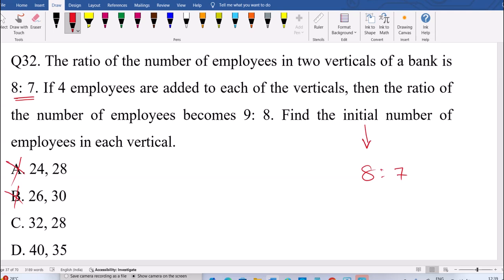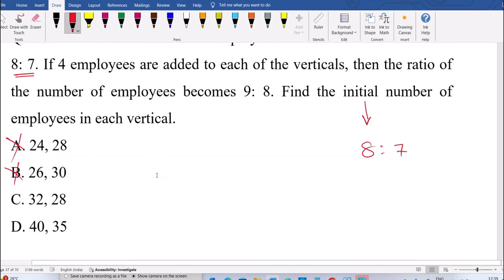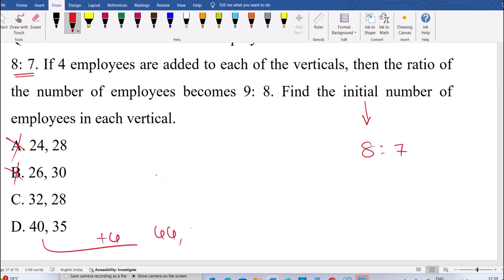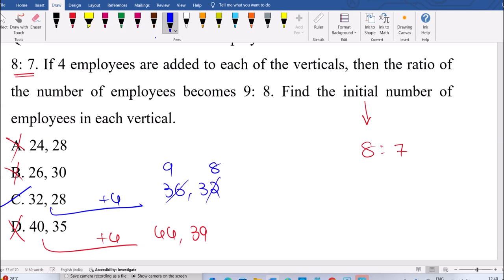First number should be more than the second number. 8 is to 7 satisfied. So first of all, A and B eliminated because first number is less than second number there. Then if you go for C and D, both satisfy 8 is to 7 ratio. But the problem: if I add 4 to each, it will become 44 and 39. It cannot be 9 is to 8 ratio, eliminated. But this one is okay. If I add 4 to each, 36 and 32, 4 nines, 4 eights, satisfied.